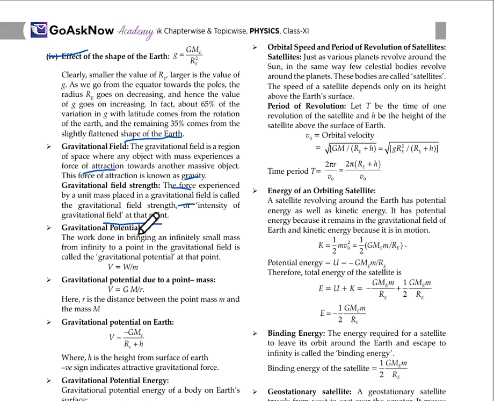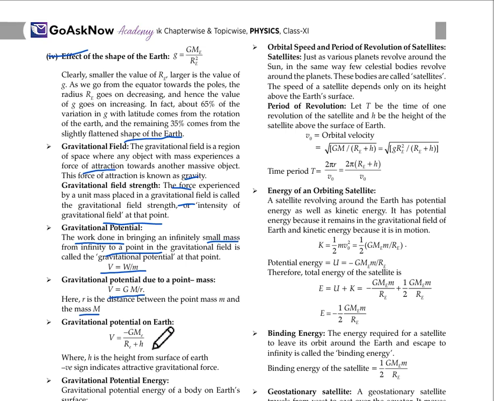Gravitational potential. The work done in bringing an infinitely small mass from infinity to a point in the gravitational field is the gravitational potential. Mathematically, V is equal to W upon m. Gravitational potential due to a point mass is V equal to GM upon R, where R is the distance from the point mass, and capital M is the mass.